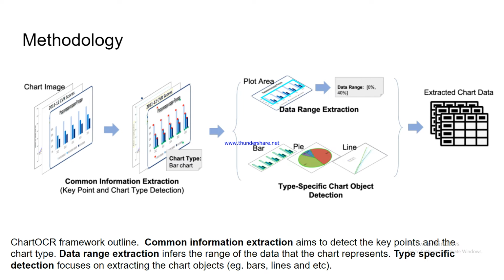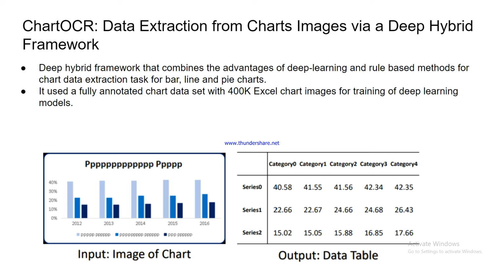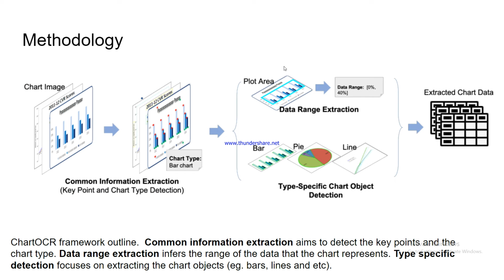Its methodology is based on both human-defined rules and deep learning methods. First it finds the common information extraction, then it does data range extraction with type-specific chart object detection, and then finally it extracts the chart data. But for doing that, the first stage, information extraction, aims to detect the key point and the data type.